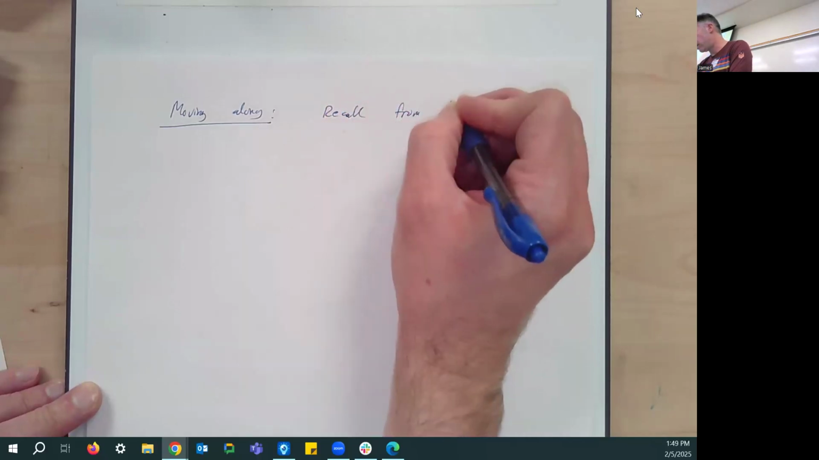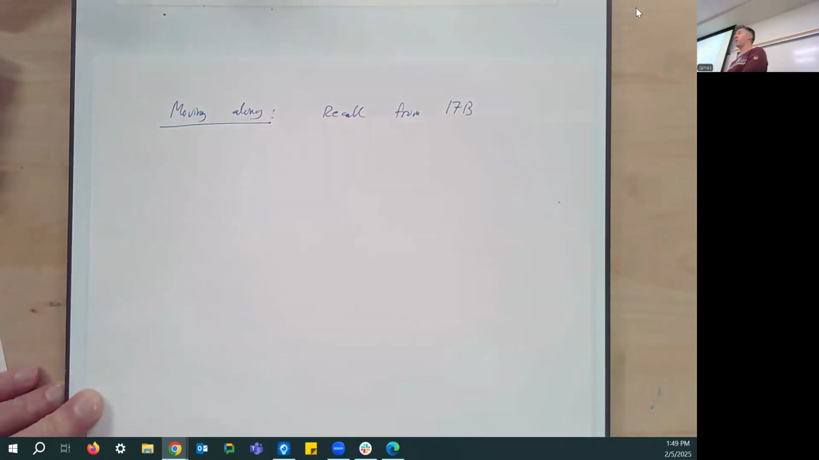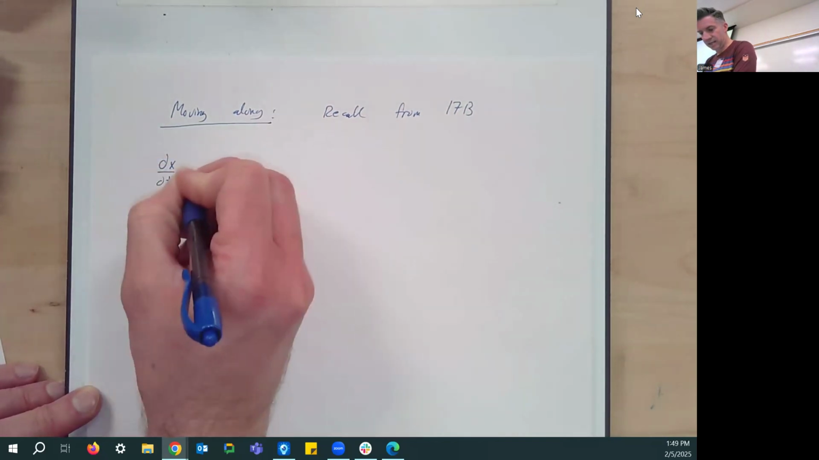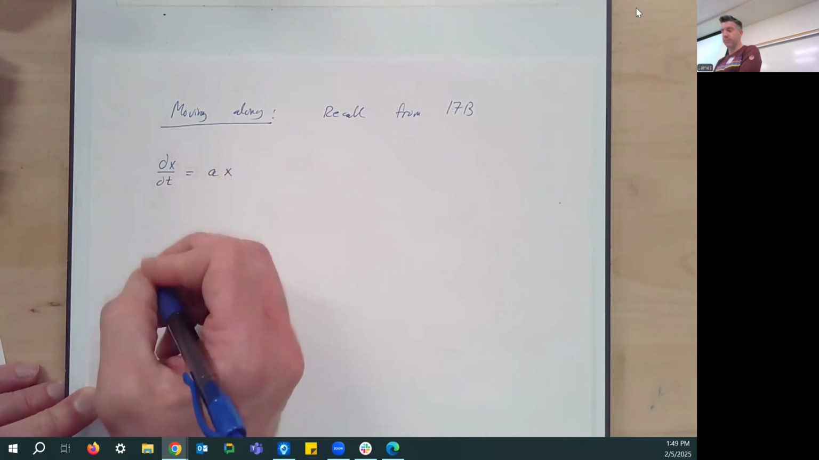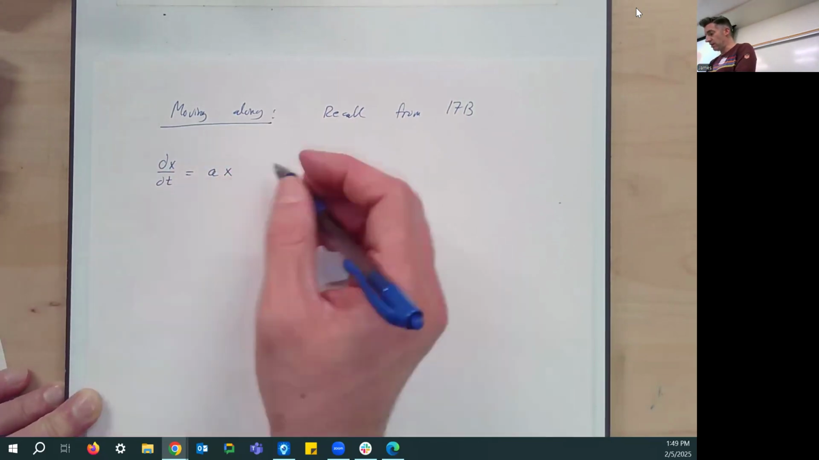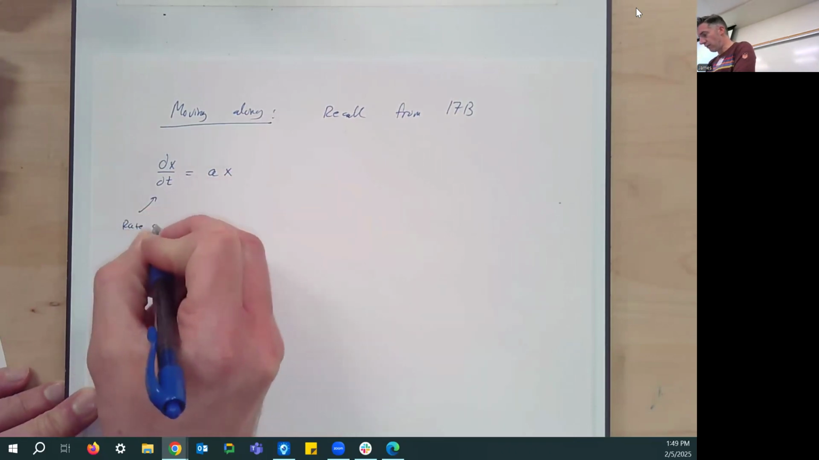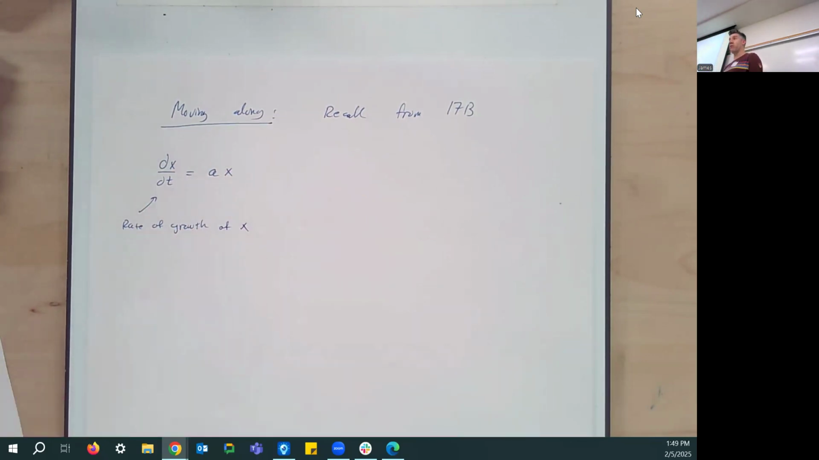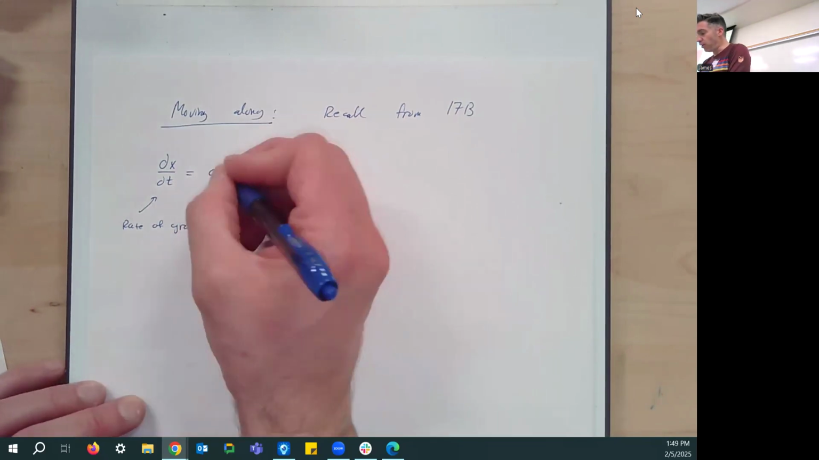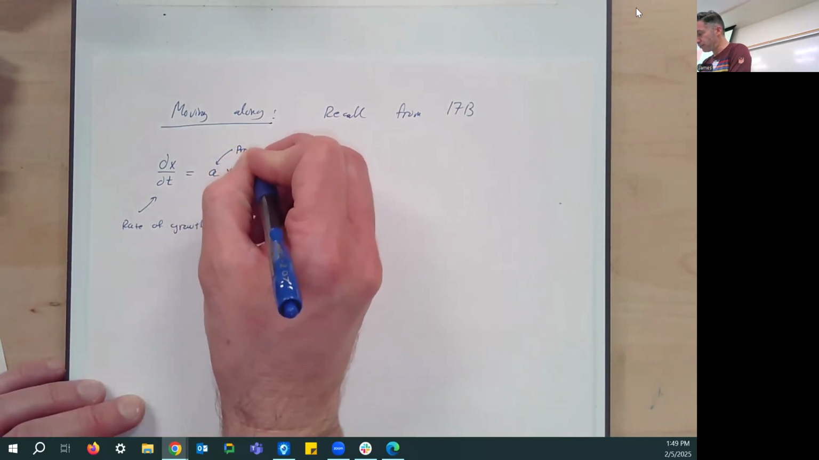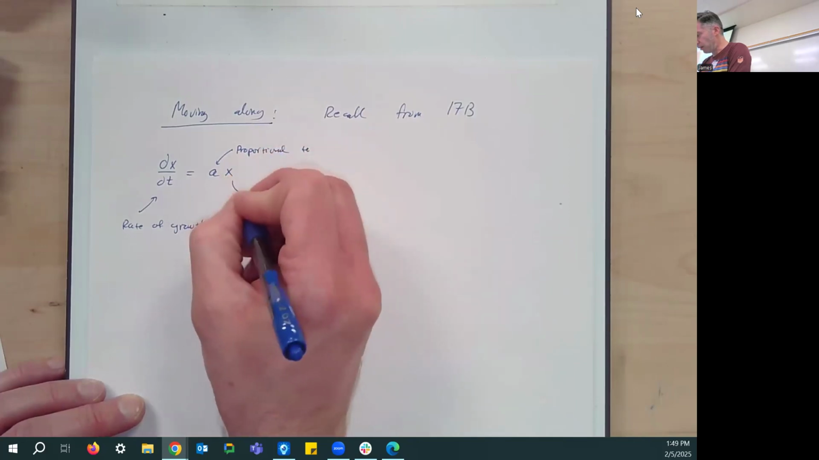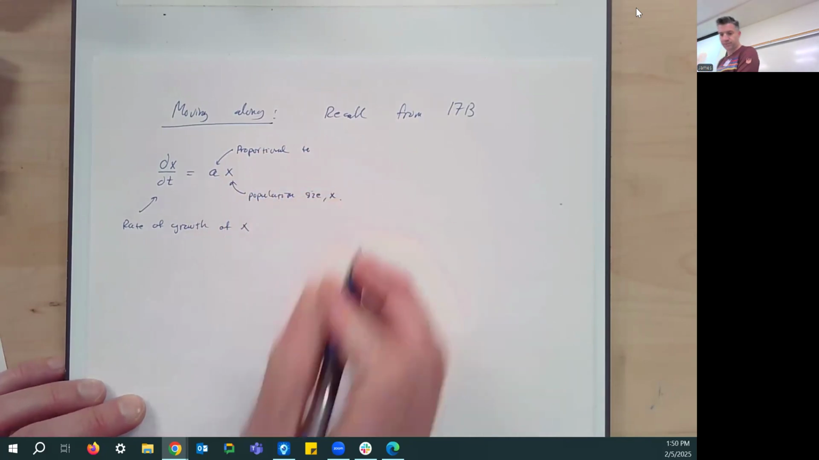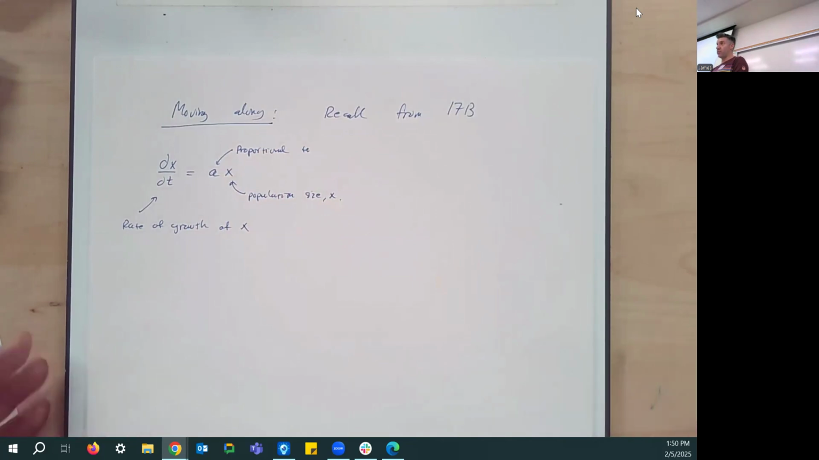So recall from 17b that we had a differential equation that was kind of important. Specifically, we look at the differential equation dx/dt equals a times x. So what this says is the rate of growth of whatever x is, we often think of a population of people or animals, is a multiple of, or proportional to, the population size itself. And we learned how to solve a differential equation like this, right?